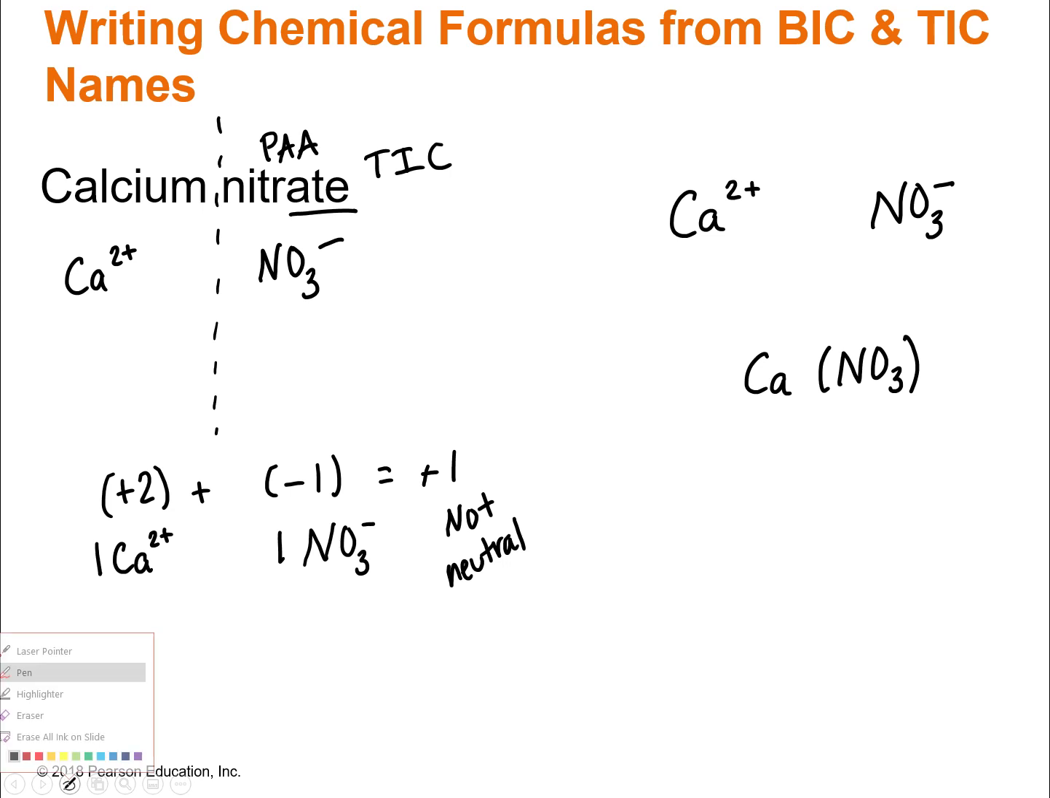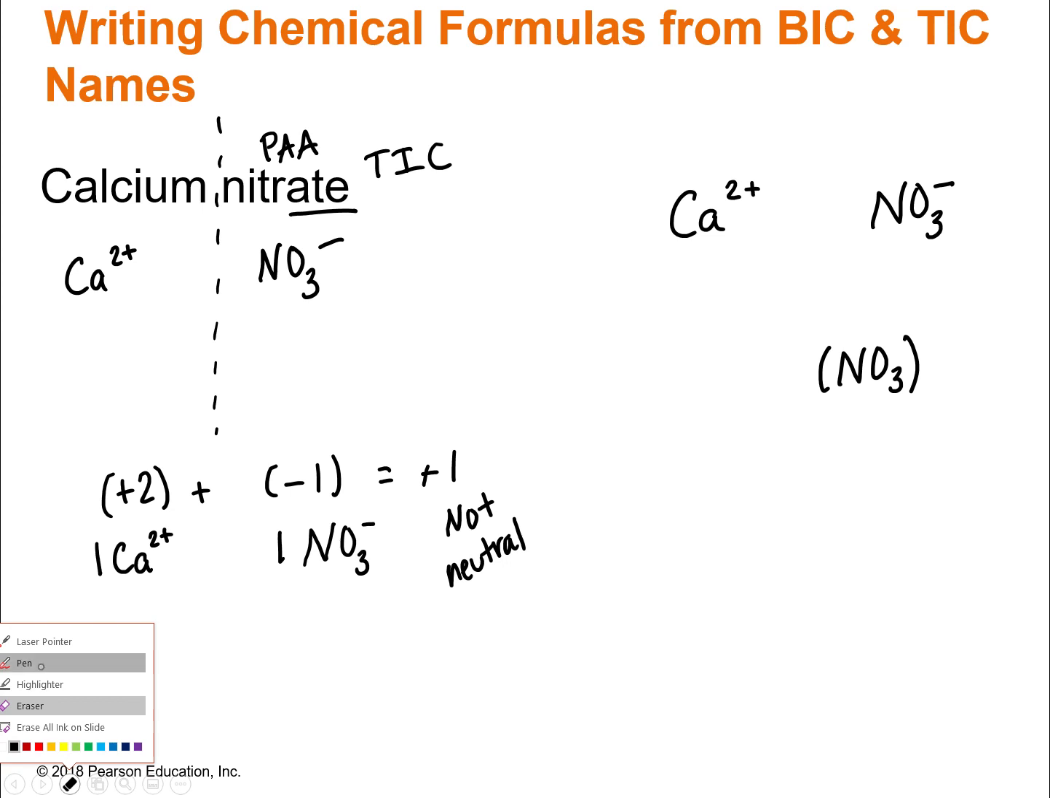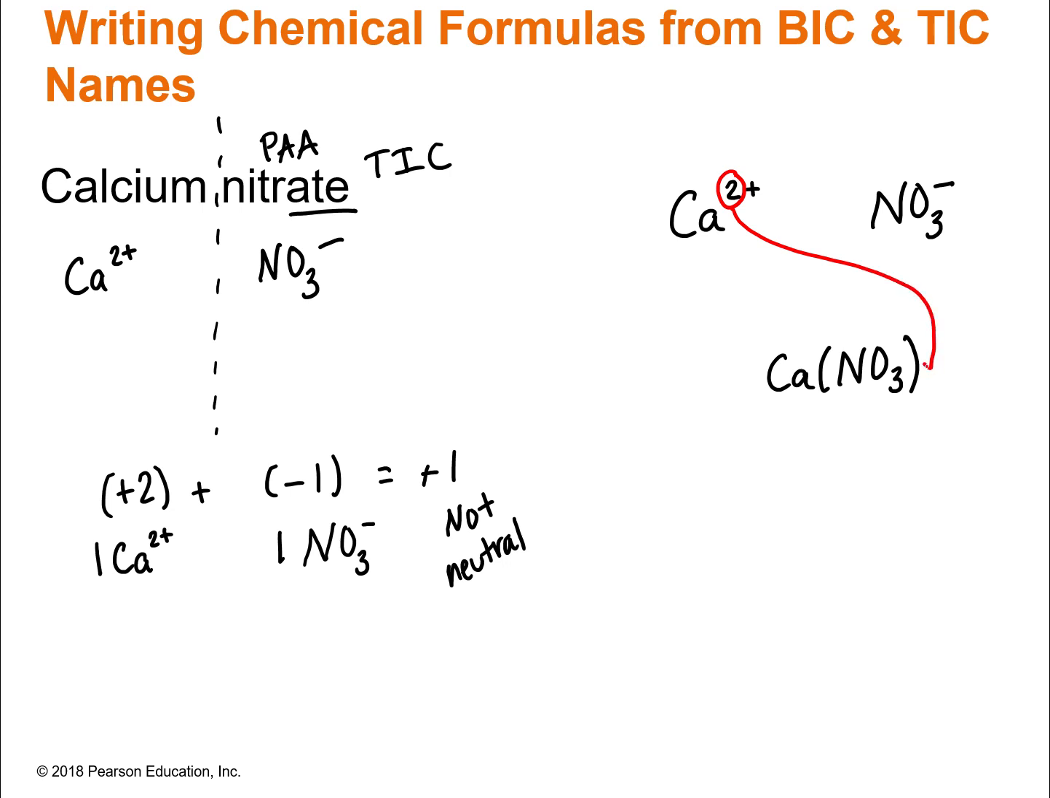Notice that I put parentheses around the nitrate. That's because if we're putting a number to multiply the nitrate ion by, we want to multiply all of the atoms in the nitrate. So we put parentheses around it to treat it like a group. The charge for the cation becomes the subscript for the nitrates.